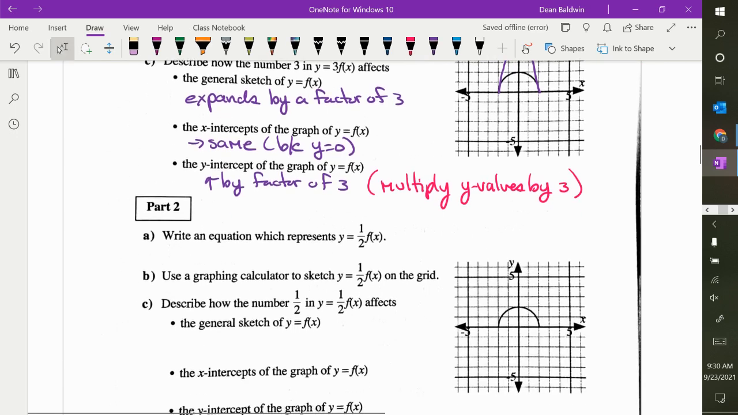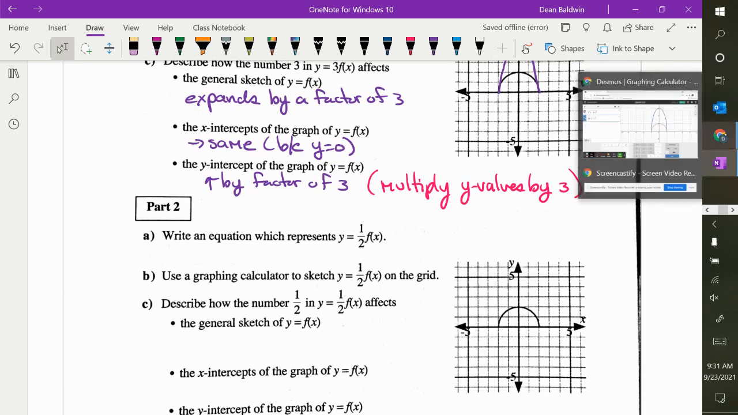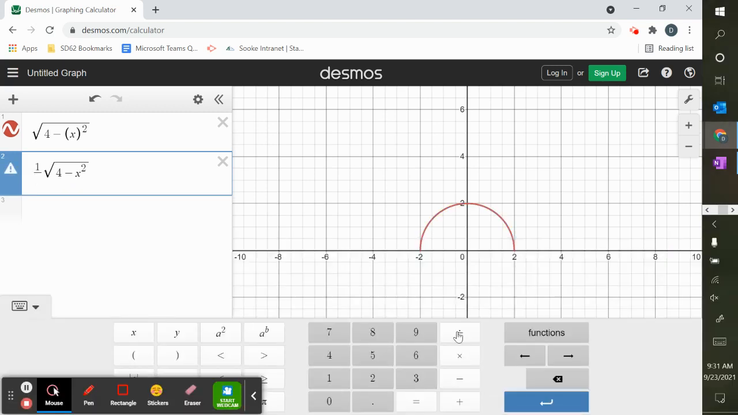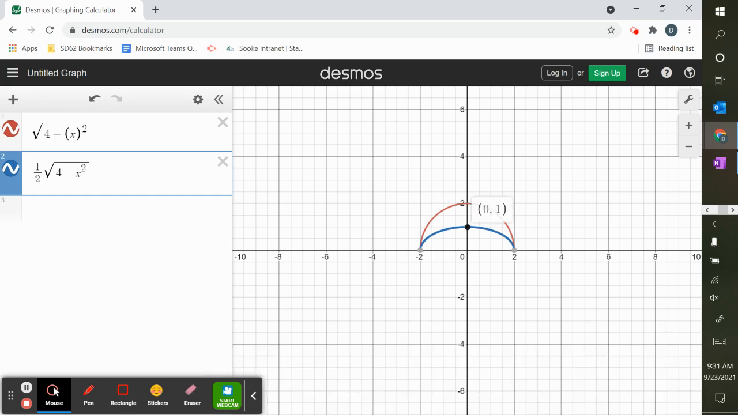Okay, so if we put a fraction in front, 1/2, what's it going to do? It should just shrink it, right? So let's put a 0.5. We'll do 1/2. There you go. You can see we went from the red, which is the original, to 1/2. It dropped the 2, the y-intercept, down to 1. So we just multiplied all the y values by 0.5 or 1/2. That's all this number does.